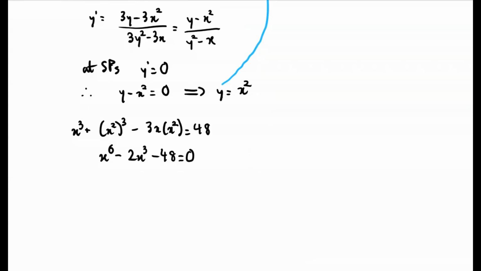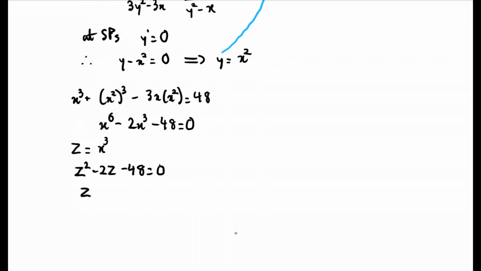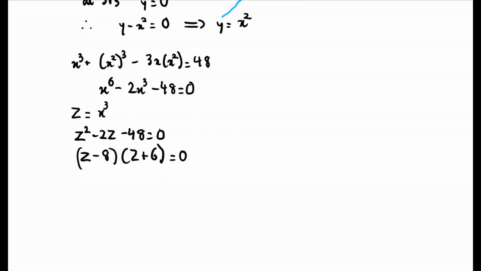So if we introduce a dummy variable z and set this equal to x cubed, we can see that this is a quadratic in z. This is going to be z squared minus 2z minus 48 is equal to 0, which factorizes nicely to z minus 8 multiplied by z plus 6 is equal to 0. Now there are two cases we must consider. When z minus 8 is equal to 0, we have that z is equal to 8, or x cubed is equal to 8, which gives us that x is equal to 2.